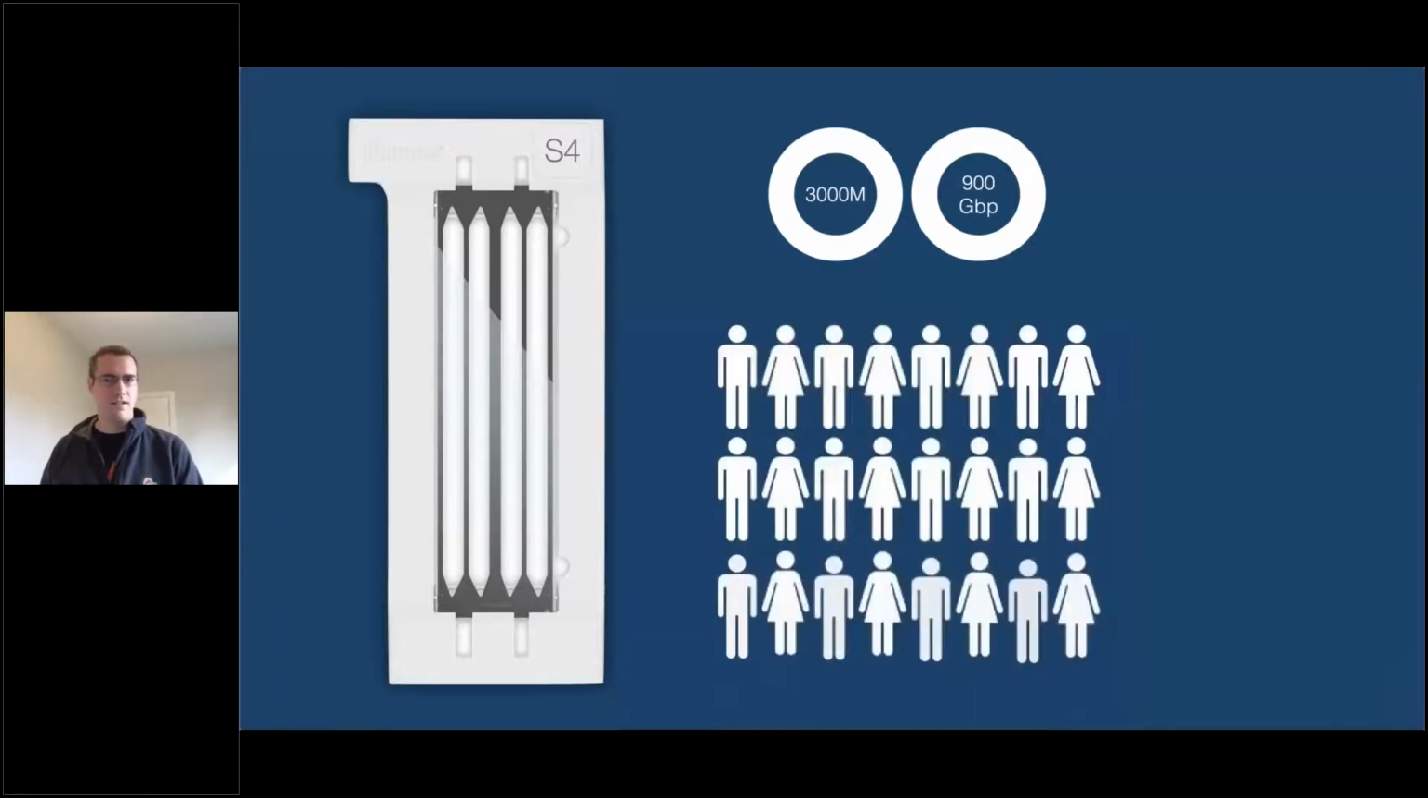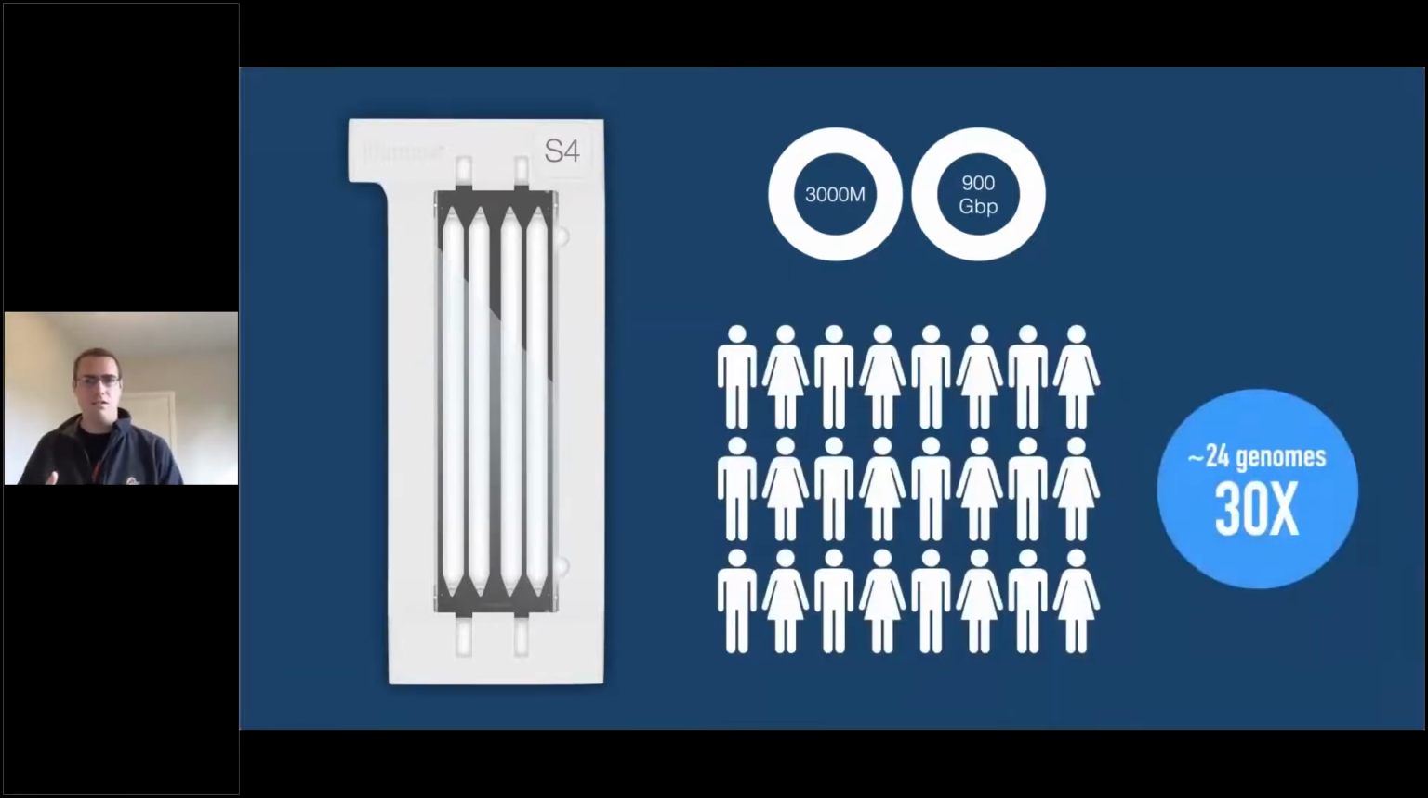To give some context, one of these runs can sequence the genome of about 24 people, and you can sequence each of those people 30 times over. So yeah, there's a lot of data coming off these things, and this technology is really advancing rapidly.